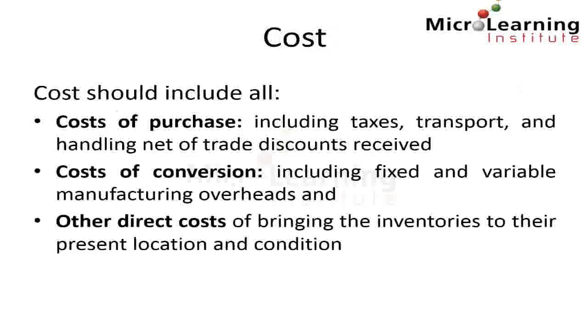The cost of the inventory should include all the costs of purchase, including taxes, transport, handling, net of trade discounts received. The cost should also include all the costs of conversion, including fixed and variable manufacturing overheads. And finally, the cost should include all other direct costs of bringing the inventories to their present location and condition.